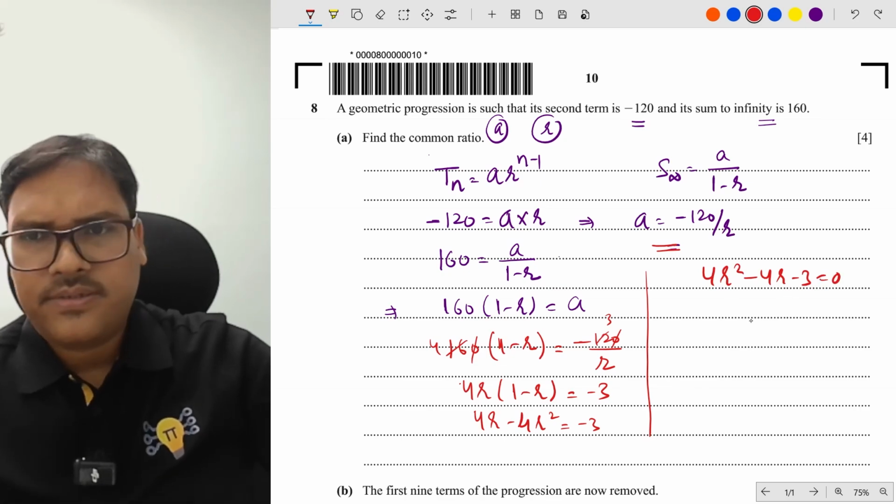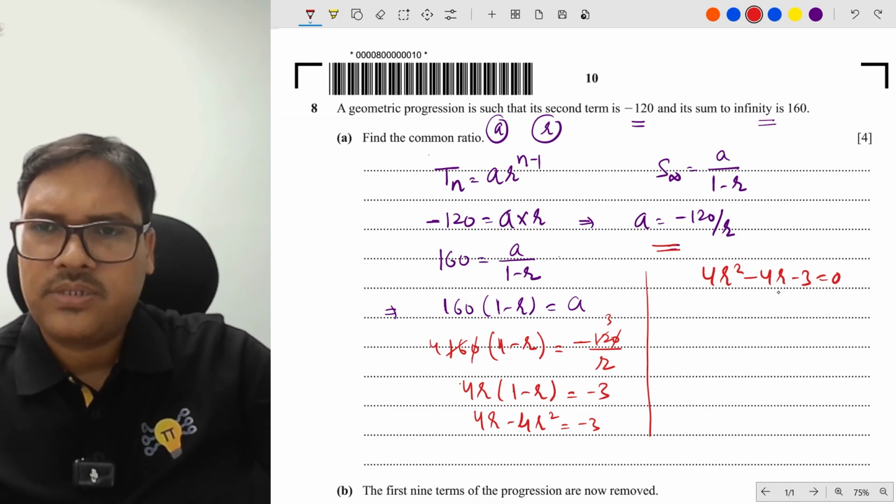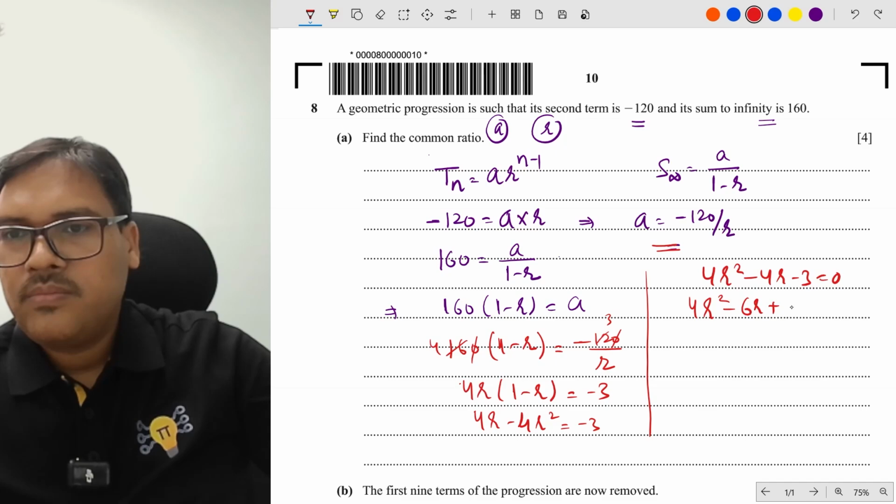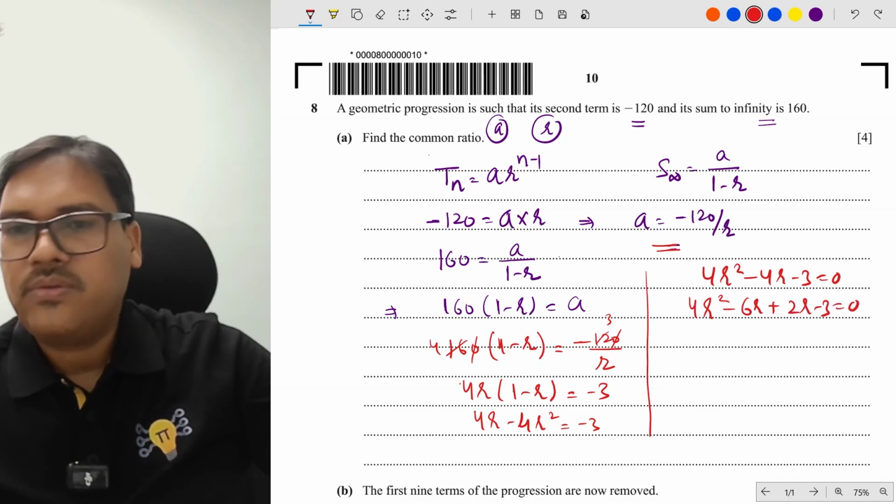Now you can factorize this. This is minus 12, with 6 and 4. You can easily factorize this: 4r squared minus 6r plus 2r minus 3 equal to 0.